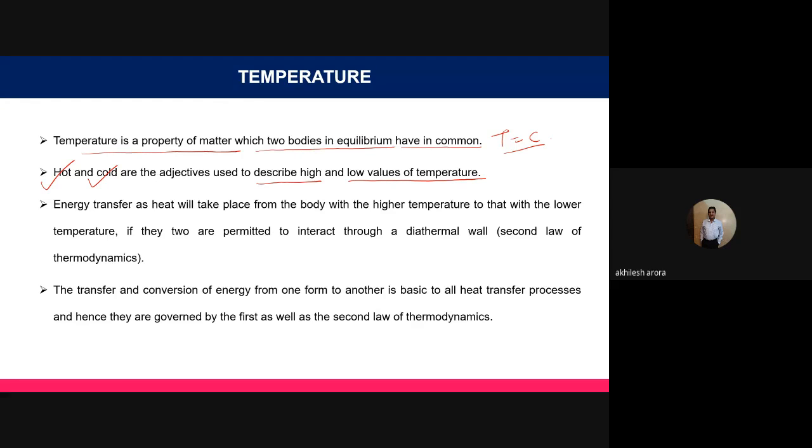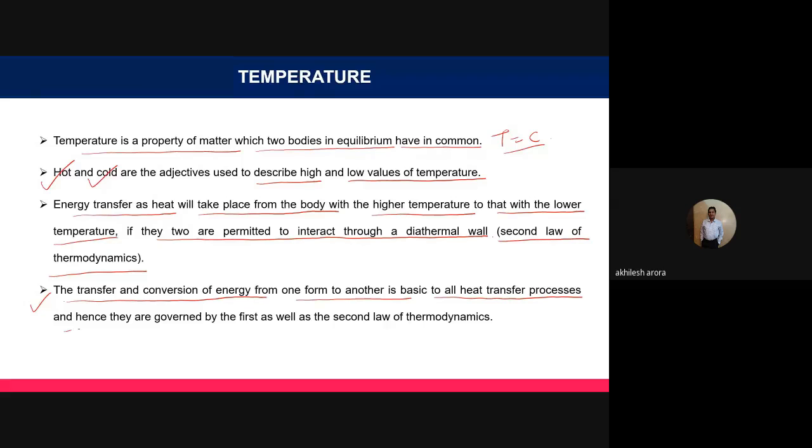This is very basic. Energy transfer as heat will take place from the body with the higher temperature to that with the lower temperature if they two are permitted to interact through a diathermal wall. Okay, so this is second law of thermodynamics. You know from the Clausius statement that heat always flows from high temperature to low temperature. So this is nothing difficult. The third point is the transfer and conversion of energy from one form to another is basic to all heat transfer processes, and hence they are governed by first as well as second law of thermodynamics.